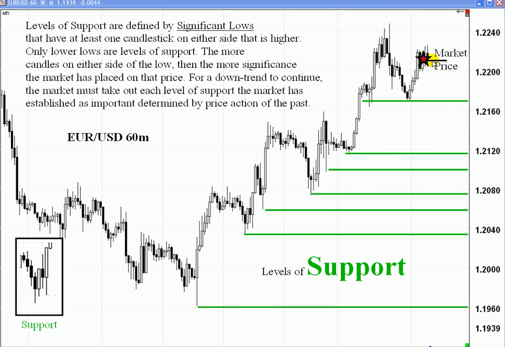If the current market price is here and we have on this 60-minute chart our distinct levels of support, then these are clearly levels that the market will have to contend with at some future date in order to continue in the bearish direction, as these are primary reference points to the market.